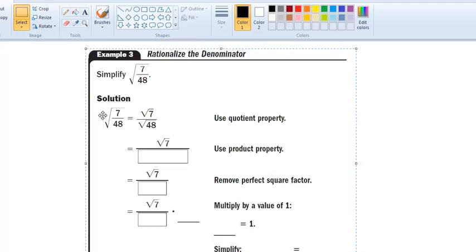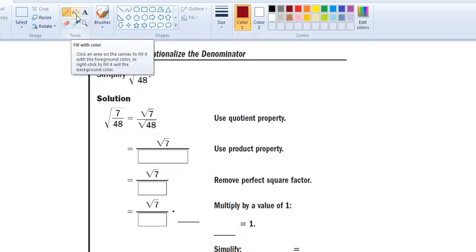And then continuing with example 3, I'm hoping you find this, as you start doing this, a little bit like a puzzle that you can solve. This one's not going to be as neat as the last one. So take a look at this. We start with square root of 7/48. Well, here's what we know. We can split that up into these two pieces.